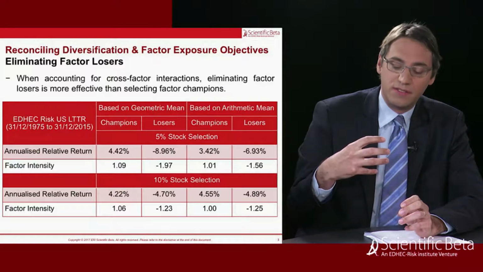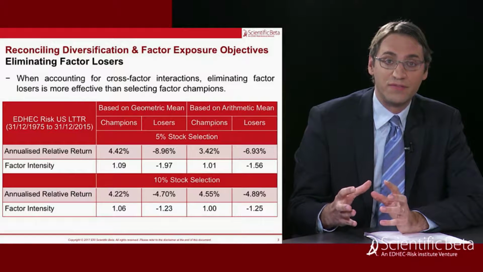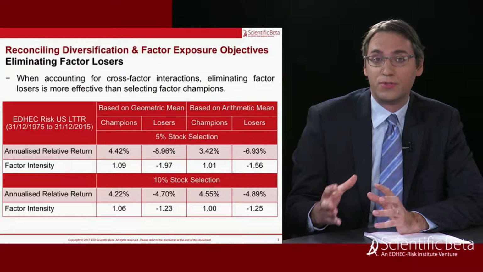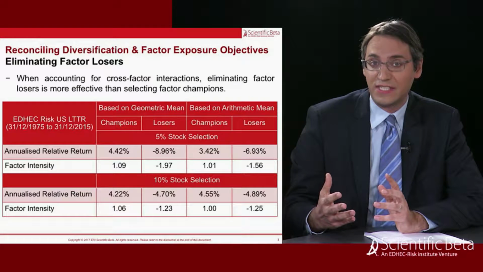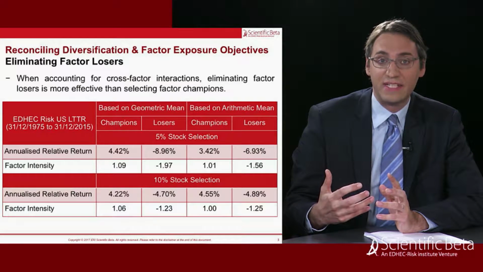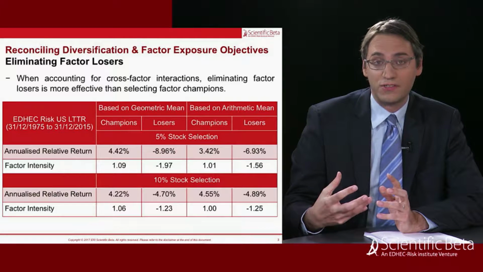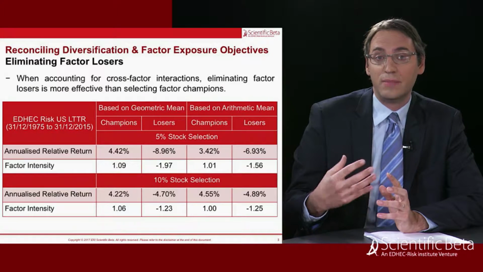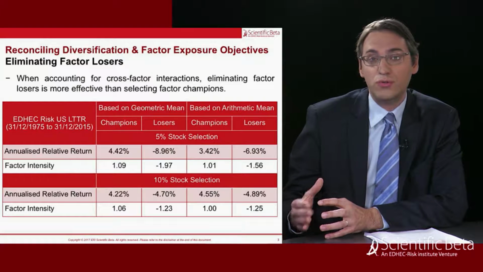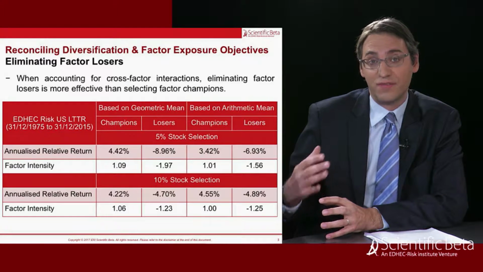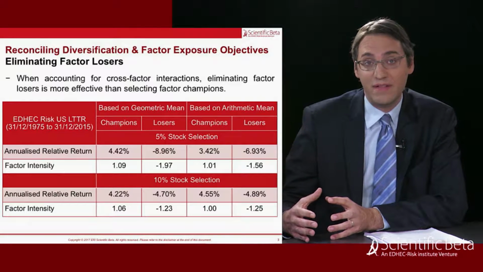Now, you can take into account these cross-factor interactions by using a composite score across different factors, and there are basically two different approaches to doing that. A first approach is to simply eliminate the factor losers. So you can look at a factor index and look at these residual factors and try to remove stocks that have very low exposure to additional factors. Another philosophy would be to try to gain high exposure to the so-called factor champions, the stocks that have high exposure on multiple factors.